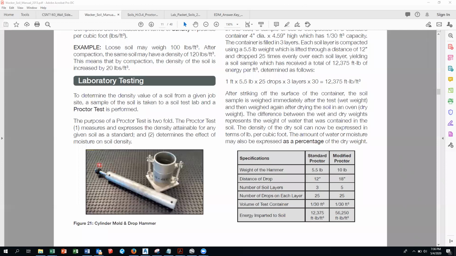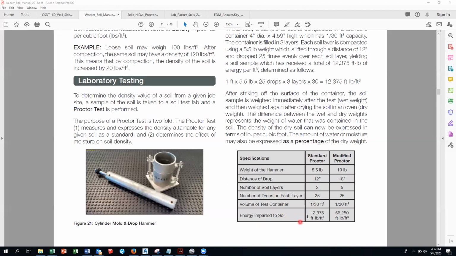This is a standard Proctor. They also have what's known as a modified Proctor. For the standard Proctor, and you can see it right here, there's 3 lifts. You put this in 3 layers in this mold. This is the collar, so that eventually you can take the collar off, you trim off soil, and you put it in 3 lifts and you beat it with this thing. It's like a little hammer. You hammer it 25 times, kind of like running a slump test.